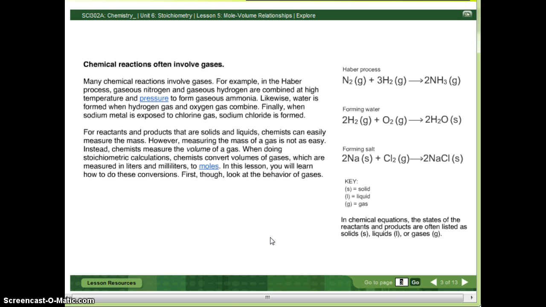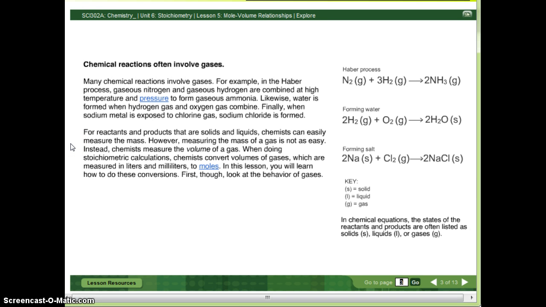Chemical reactions often involve gases. For example, in the Haber process, gaseous nitrogen and gaseous hydrogen are combined at high temperature and pressure to form gaseous ammonia. Likewise, water is formed when hydrogen gas and oxygen gas combine. Finally, when sodium metal is exposed to chlorine gas, sodium chloride, or the table salt that you eat, is formed.